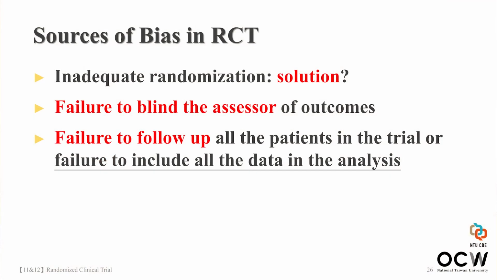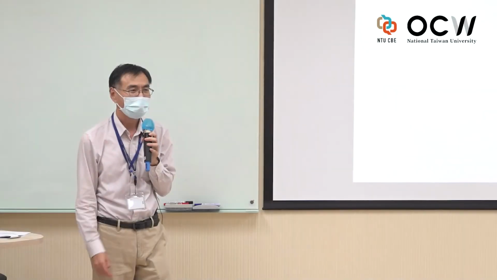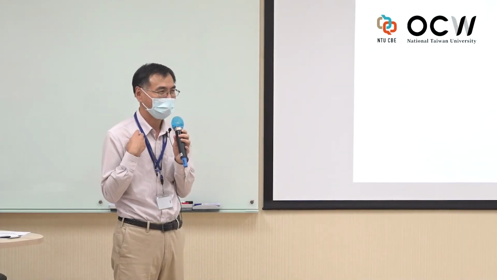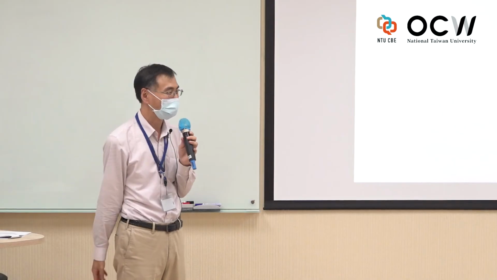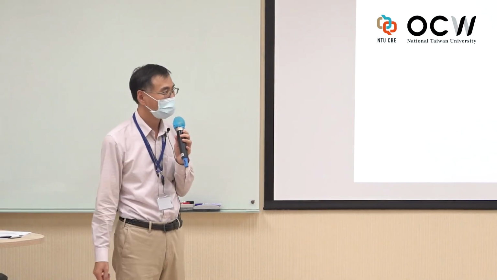Okay, sources of biases in RCT. The first and most likely source of bias is inadequate randomization. Is there a solution for this? Yeah, of course. If you follow the rules, like what I suggested in the previous slides, that's the best solution.